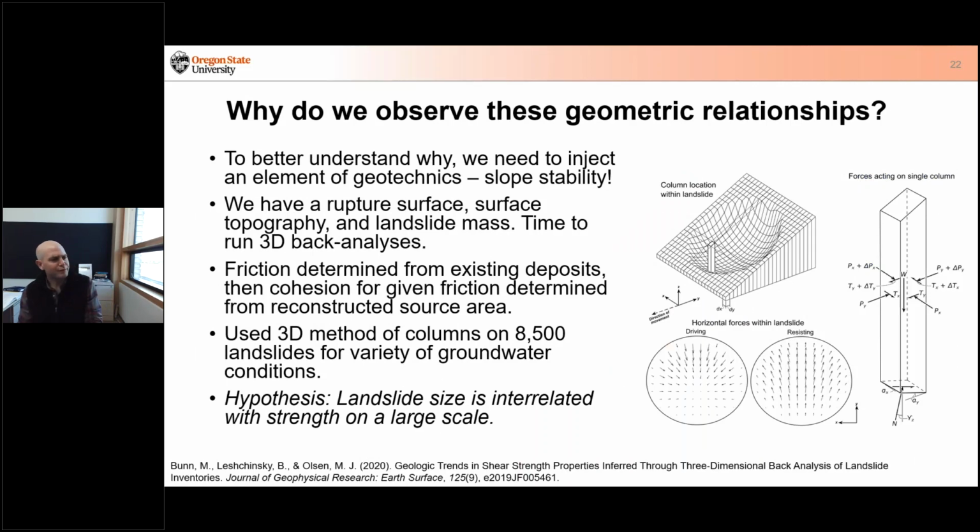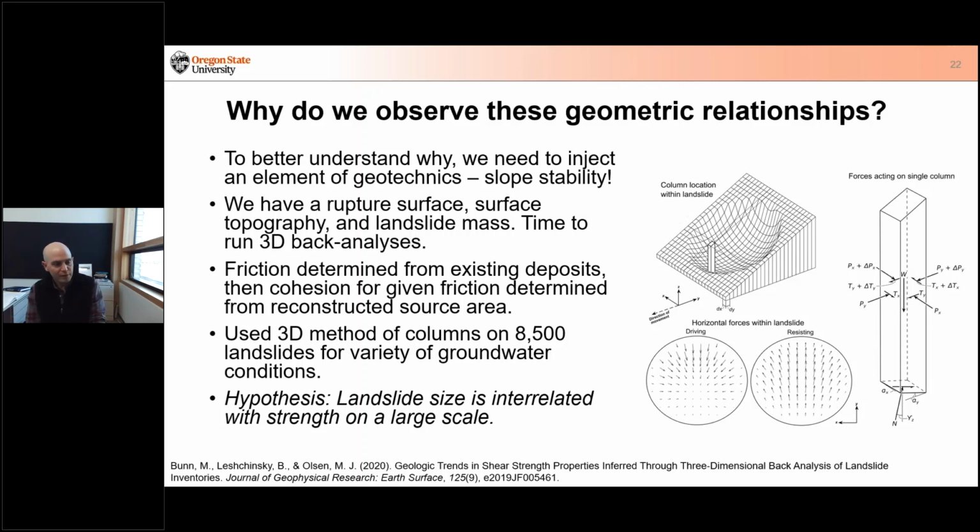So we have a rupture surface. We can reconstruct the terrain too. And I have the existing topography. Well, we can do a back analysis. So what we do is we take this 3-dimensional grid of the existing surface, as well as the rupture surface, and we can start to run a slope stability analysis. So we use a method of columns-based approach to back out what the strength might be. What we do is we use both the deposits and the reconstructed topography to do a back analysis for a given landslide. First, we take the existing deposits and the rupture surface and back out the friction angle.